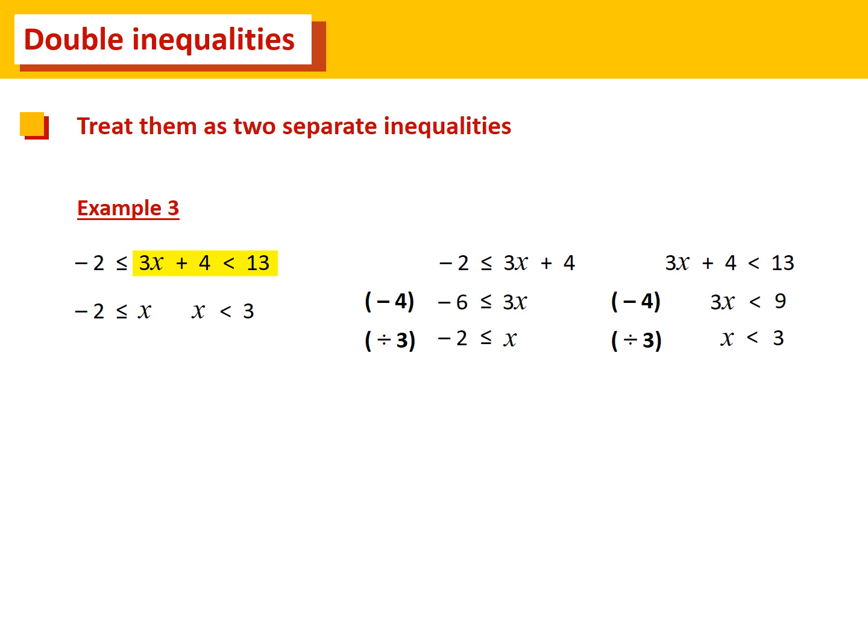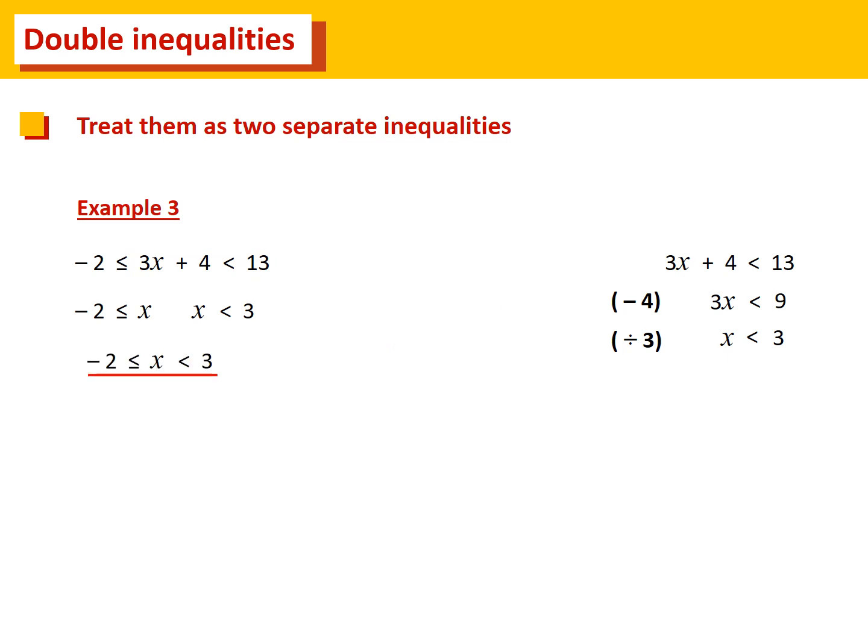So our answer is saying that x is greater or equal to negative 2 on one side, but also x is less than 3 on the other. And we put that together in a single inequality like that. So x is greater or equal to negative 2, but x is also less than 3. And that's how you deal with a double inequality. You treat them as two separate ones.